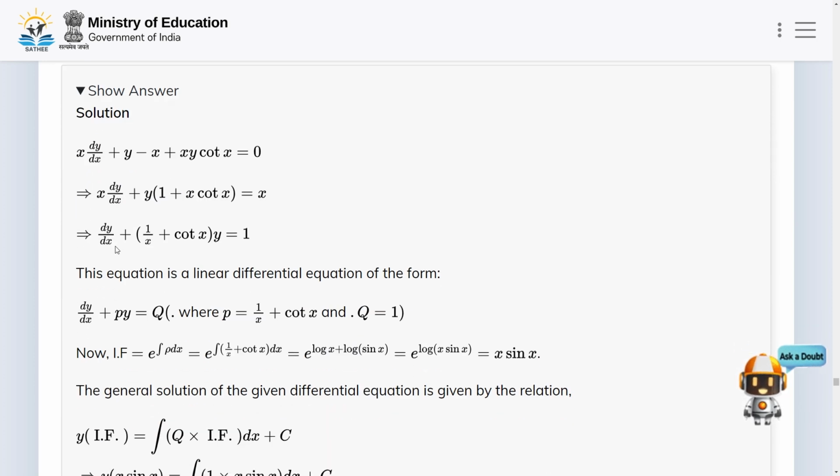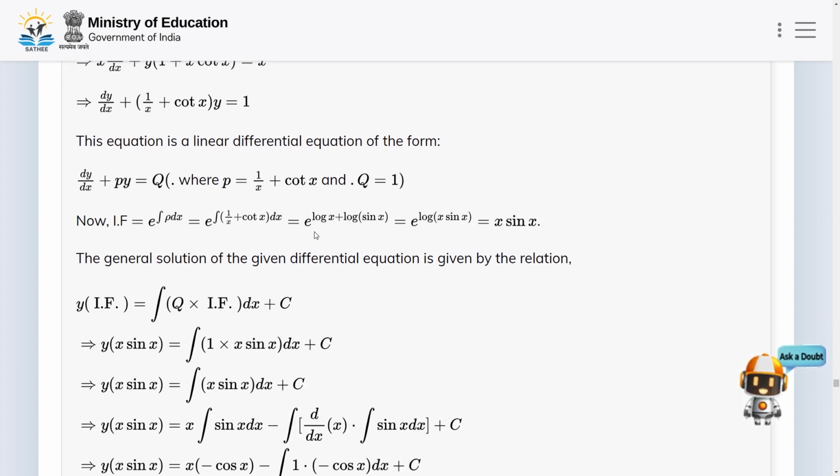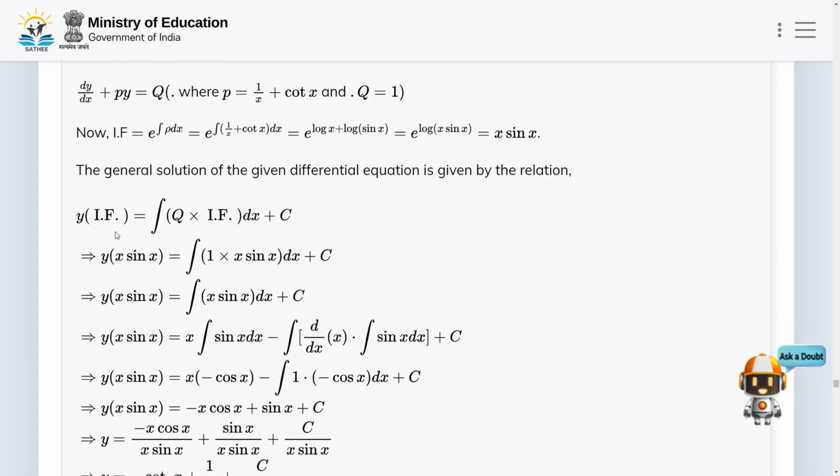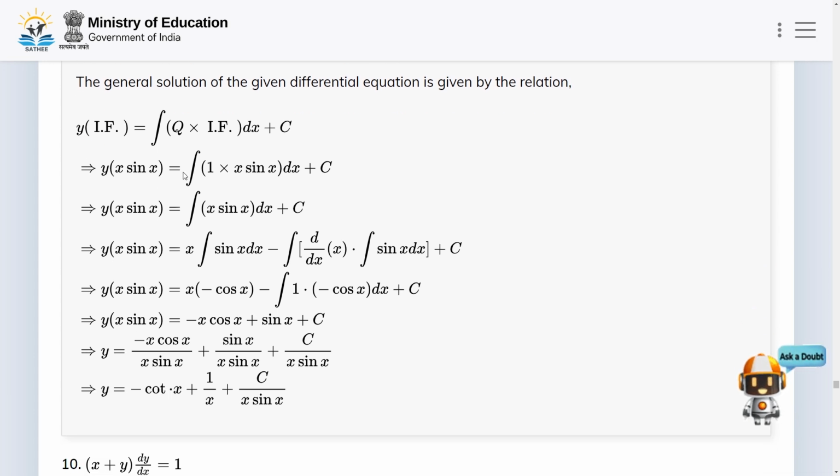Standard form will be dy by dx plus (1 by x plus cot x) multiplied with y is equal to 1. So this means p will be 1 by x plus cot x, q will be just 1. So integrating factor will be x sin x, as you can follow this. Okay, x sin x. Now applying your integrating factor in this form, you will have y x sin x is equal to integration of 1 multiplied by x sin x dx plus c.